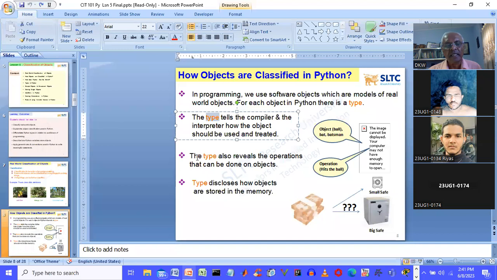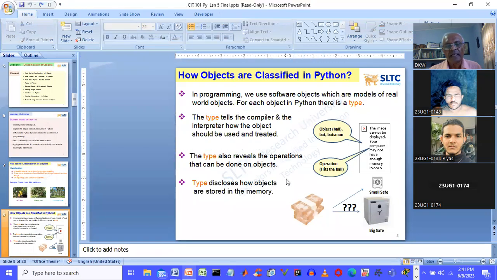Now type also reveals the operations that can be done on objects, right? For example, if it is a rubber ball, you can press it. If it is a leather ball, you can't press it. So the type shows you what operation can be done on this object and what behavior will be expected from the object. Okay, my students, did you get my points?